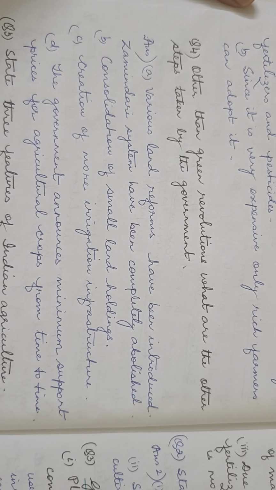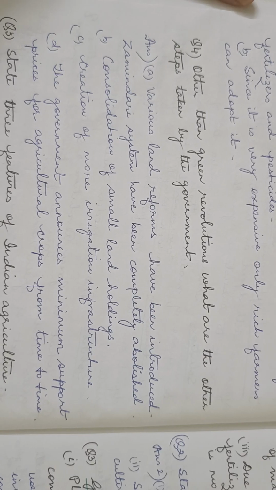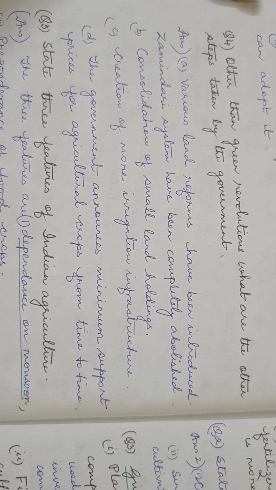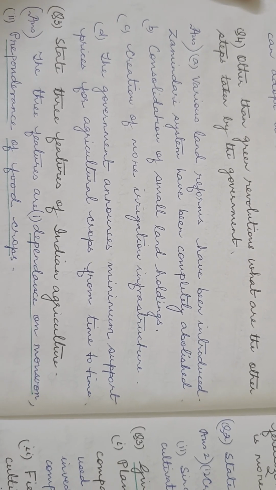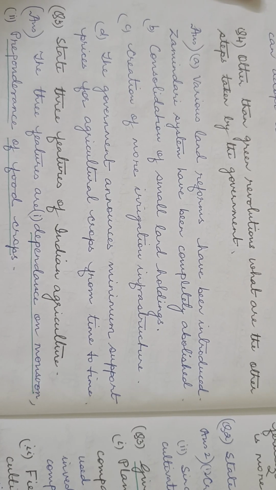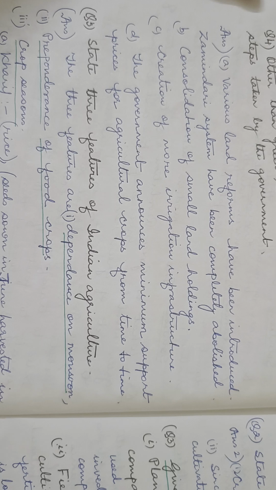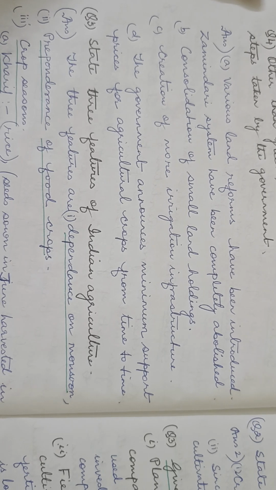Fourth, the government announces minimum support prices for agricultural crops from time to time so that farmers get a fair price. Next question. State three features of Indian agriculture. The three features are: first, dependence on monsoon; second, preponderance of food crops. We usually grow more food crops than cash crops. And third is crop seasons.